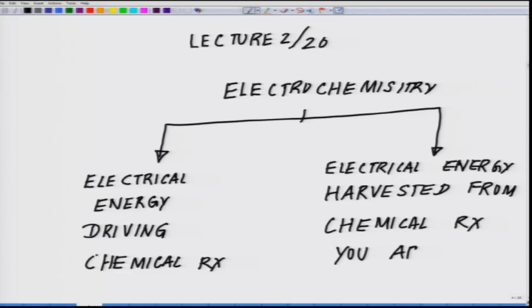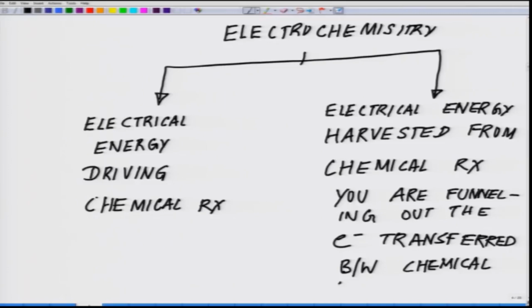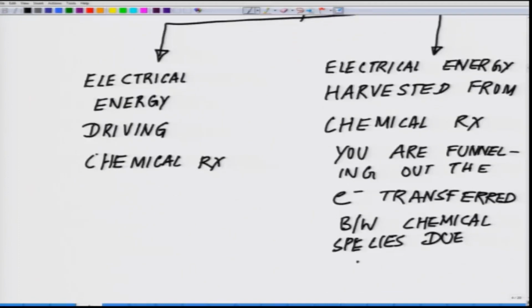In other words, you are funneling out the electron transferred between chemical species due to potential difference between them.